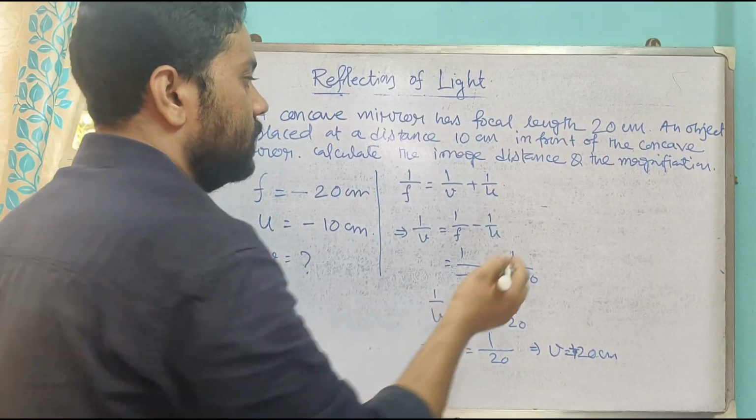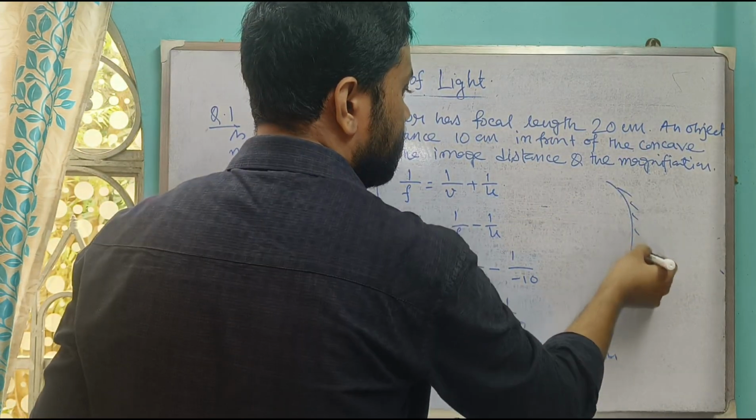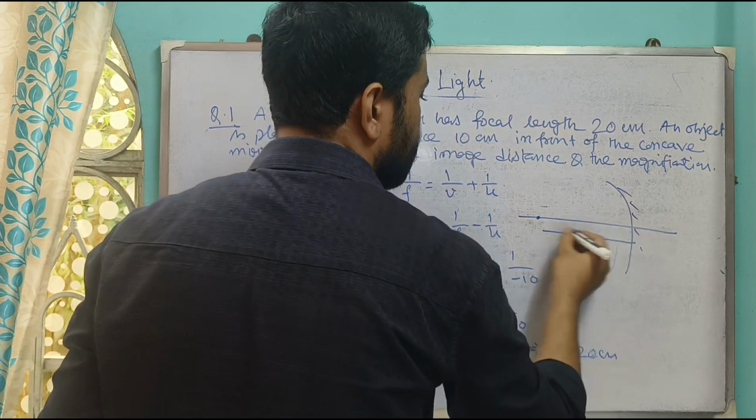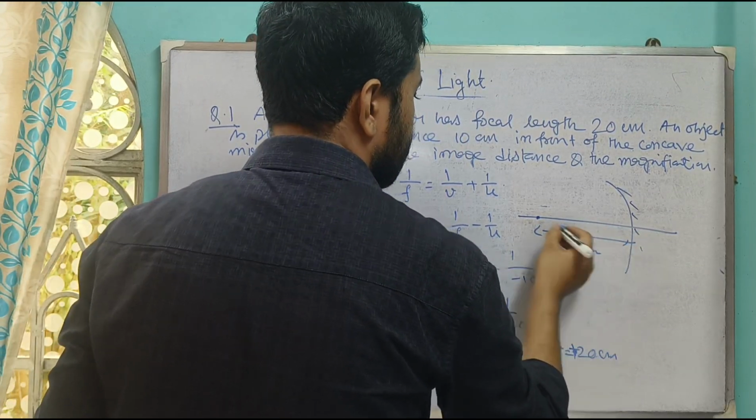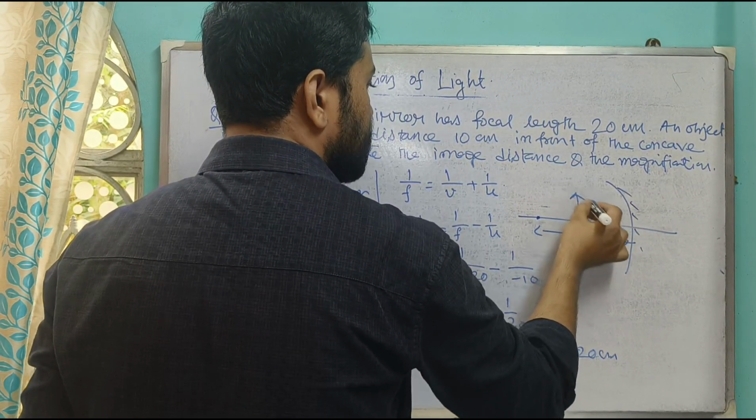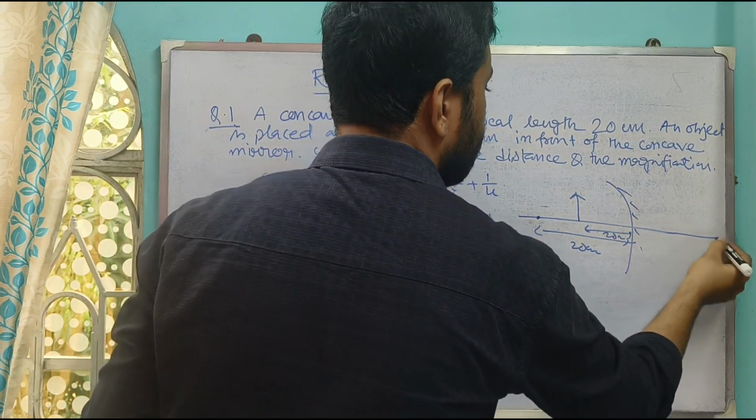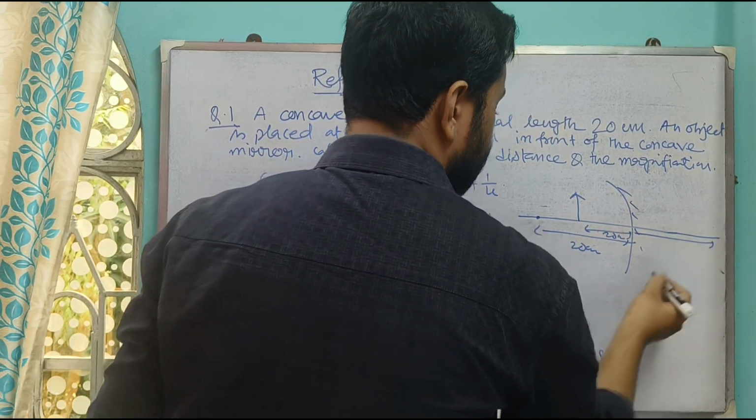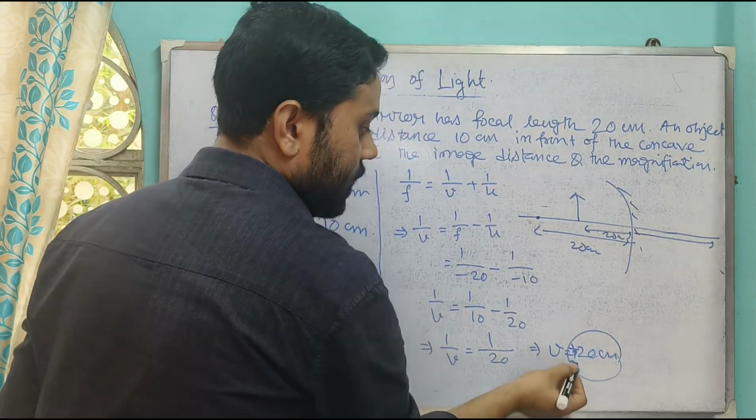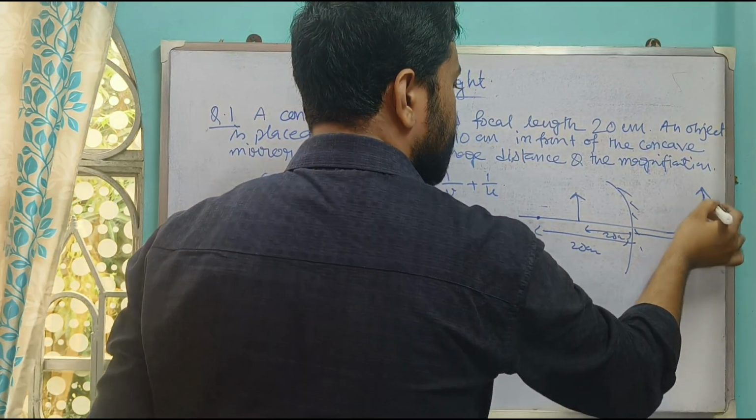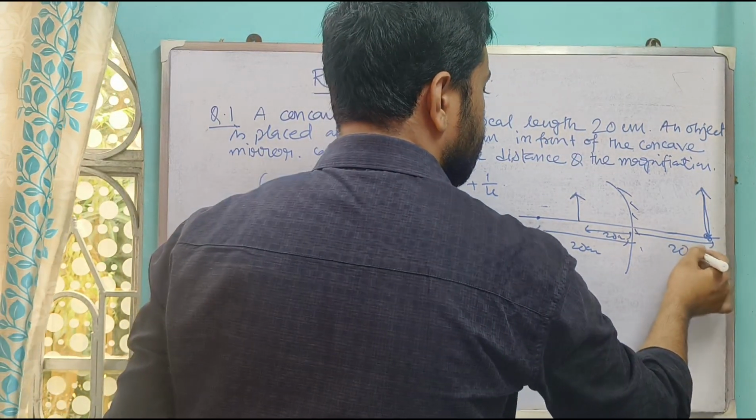So if this is the concave mirror of focal length 20 centimeter, and the object is placed at 10 centimeter, we will get the image at 20 centimeter. Plus means inside the mirror, okay, 20 centimeter inside the mirror here.